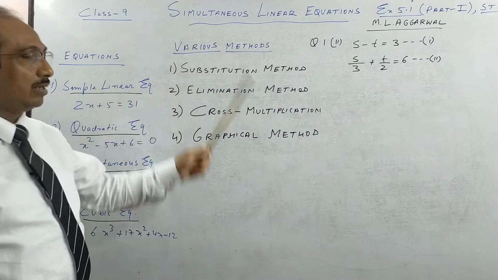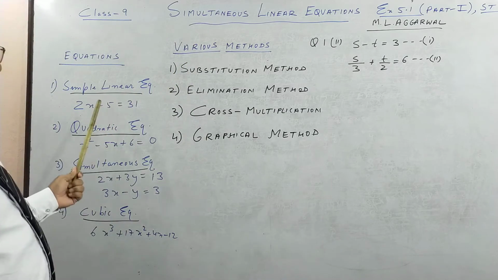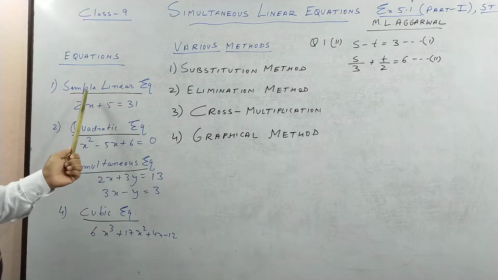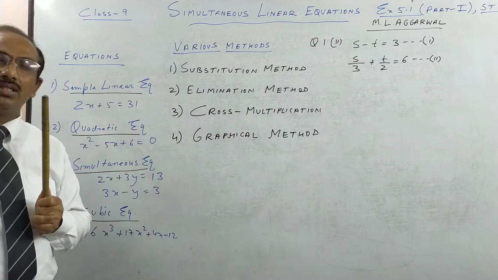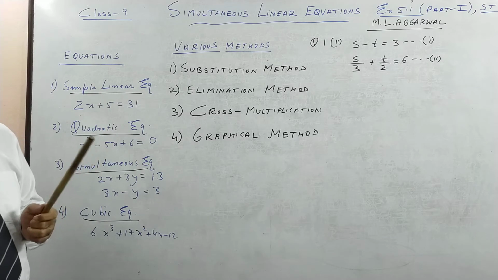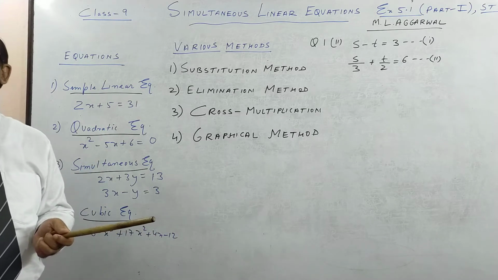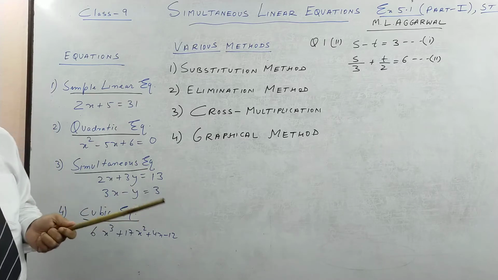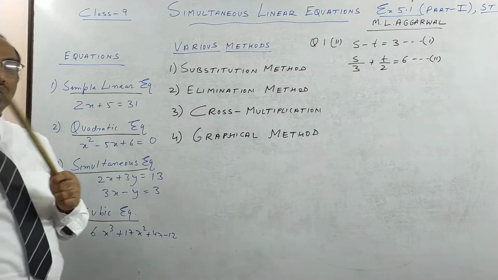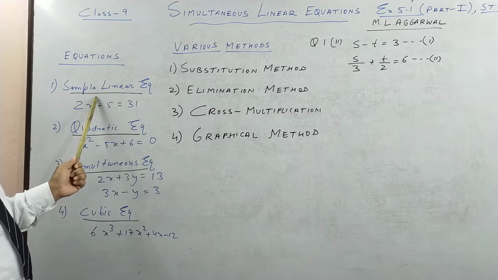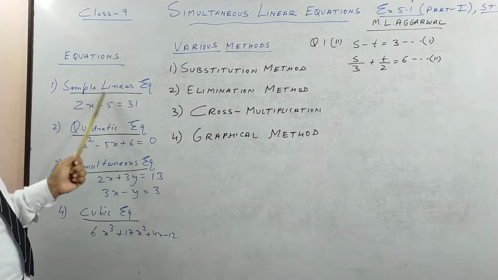Number 1, before I start, why is this word linear coming? Simple linear, simultaneous linear. Linear, if you know from physics also, rectilinear propagation of light. Linear means a straight line you will get. Light travels in a straight line. So if you plot a graph of a simple linear equation, you will get a straight line.